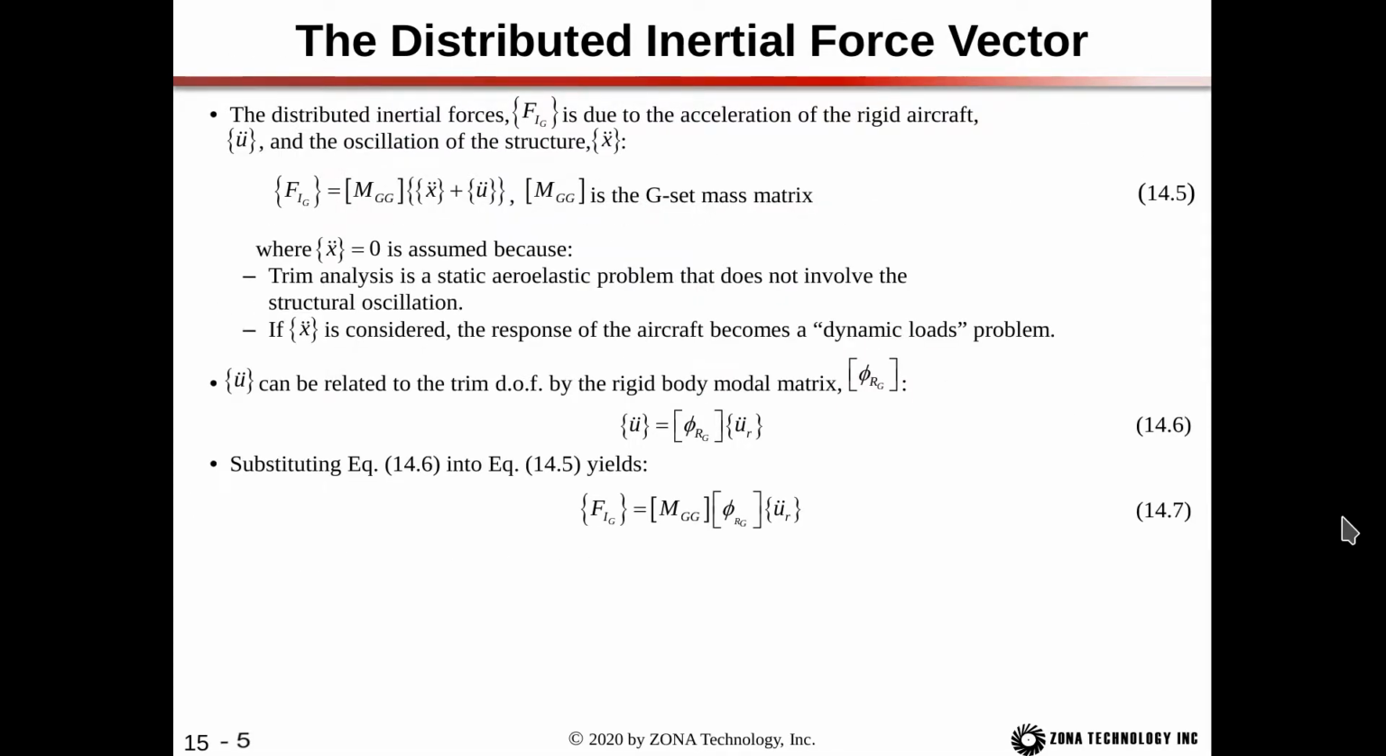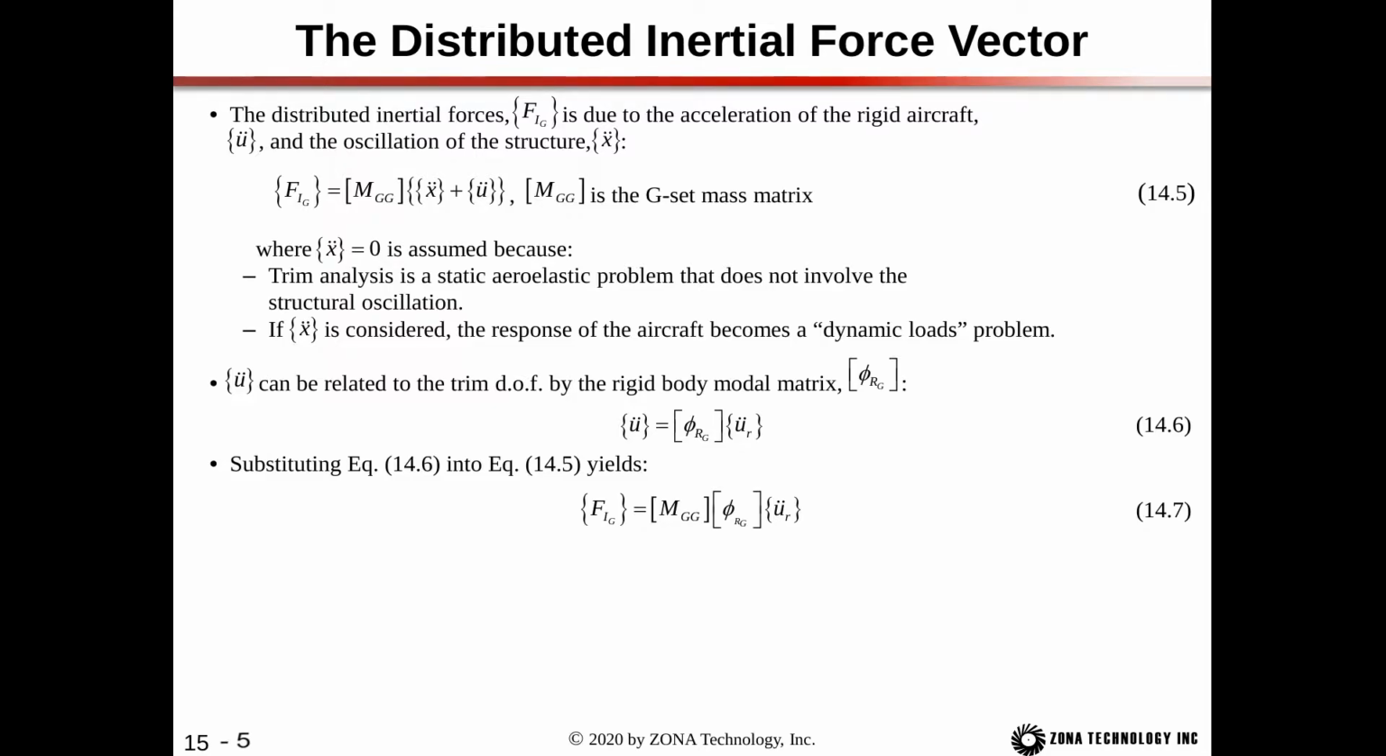Next we have the distributed inertial force vector. The distributed inertial forces, Fig, are due to the acceleration of the rigid aircraft, U double dot, and the oscillation of the structure, X double dot. So Fig is Mgg times X double dot plus U double dot, where Mgg is the g-set mass matrix.